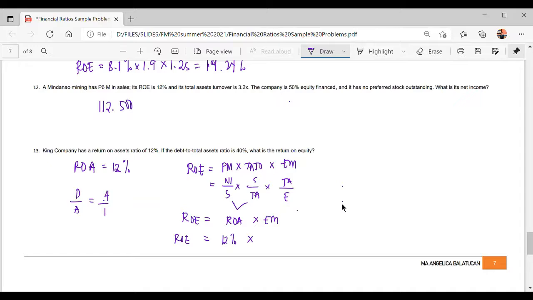Equity multiplier is total assets over equity. If our assets is 1 and our debt is 0.4, what is our equity portion here? What is the percentage of your equity as total asset? That is, okay, 60. So therefore, your equity multiplier is 1 over 0.60. So now we can multiply 1 divided by 0.6 times 12%. So that is 19.99, or that is 20%.